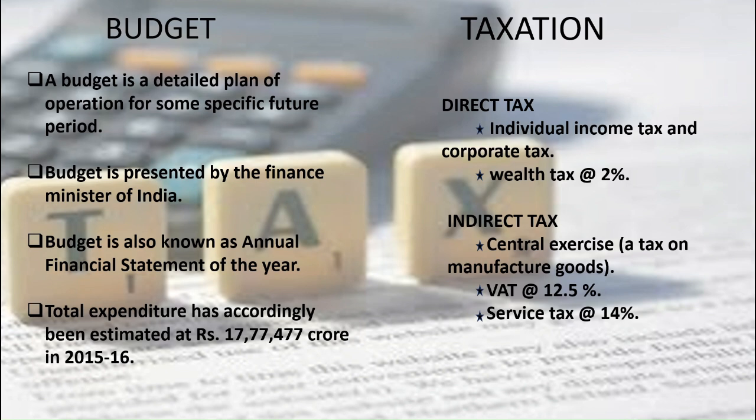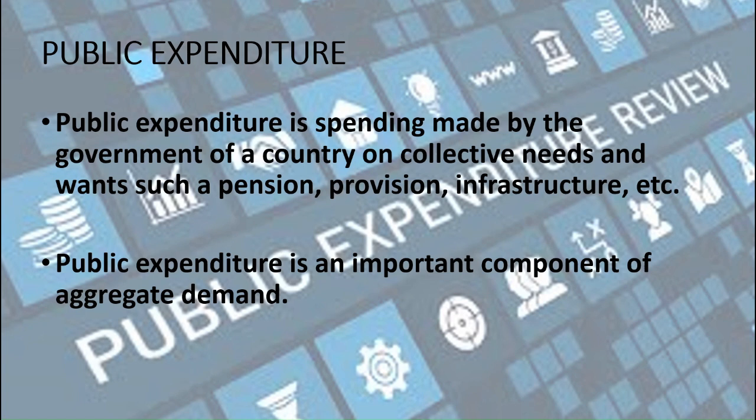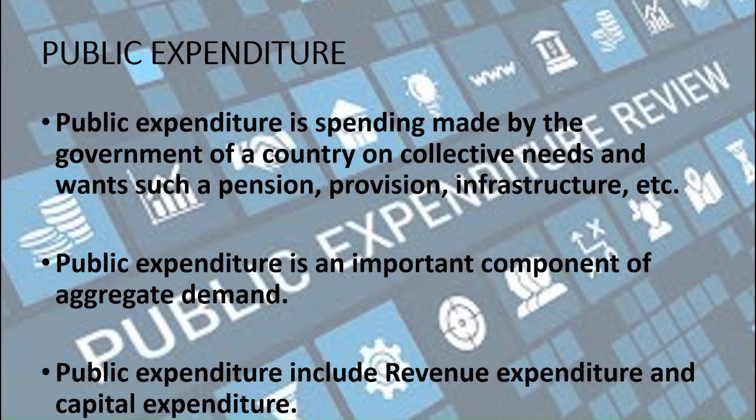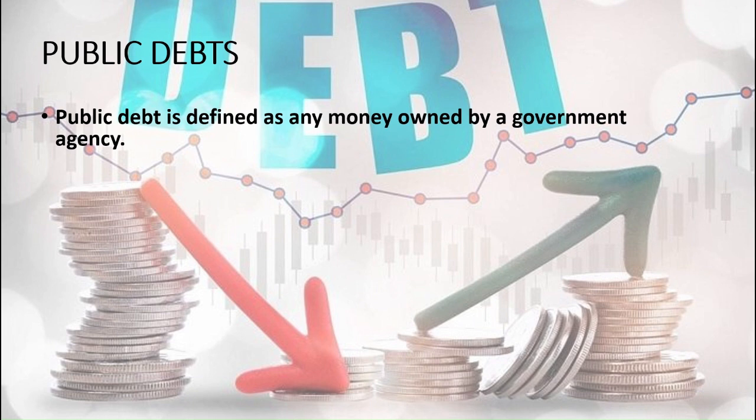Taxation. There are two types of tax: direct tax and indirect tax. Direct tax means individual income tax and corporate tax. Indirect tax means central excise, like a tax on manufactured goods. And then public expenditure. Public expenditure is spending made by the government of a country on collective needs and wants such as pension, prevention, infrastructure, etc. Public expenditure is an important component of aggregate demand. Public expenditure includes revenue expenditure and capital expenditure.